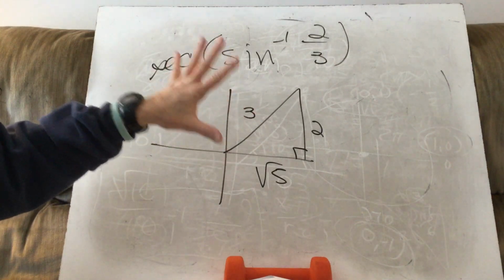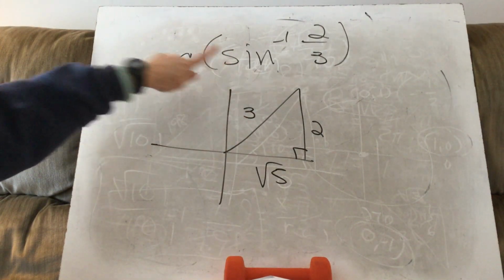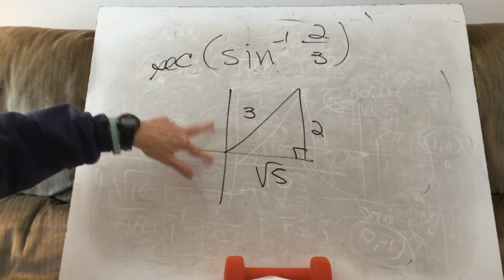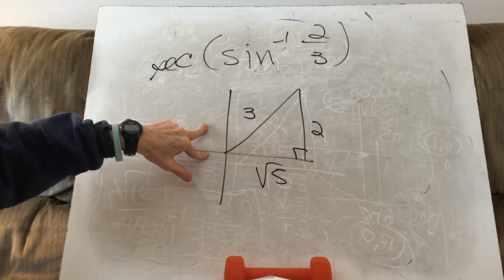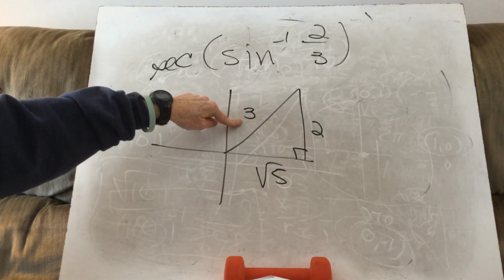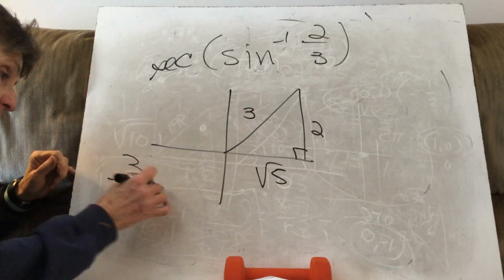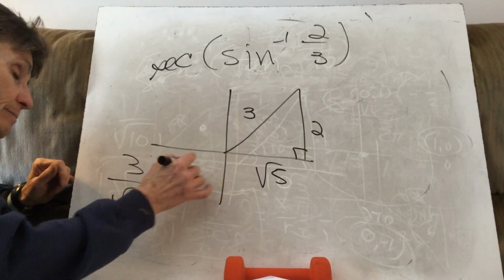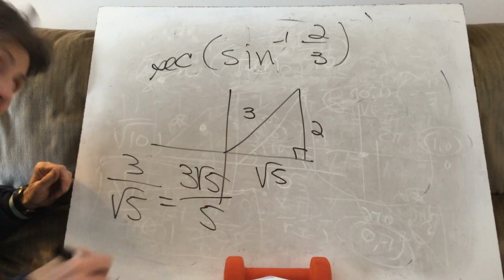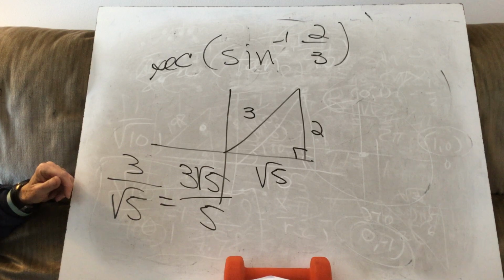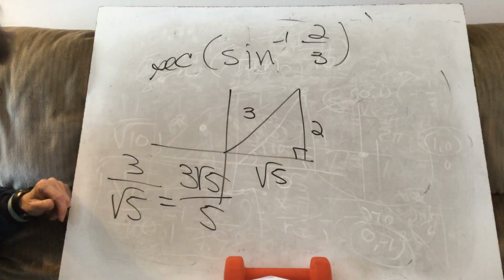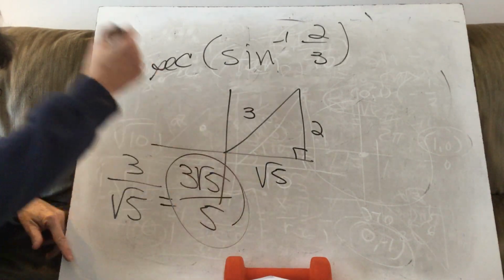You have drawn a picture of what's in the parentheses. Now answer the question. What's the secant of this picture? What's secant? The opposite of cosine, which is 3 over root 5. You got it. 3 over square root of 5, which is 3 root 5 over 5.